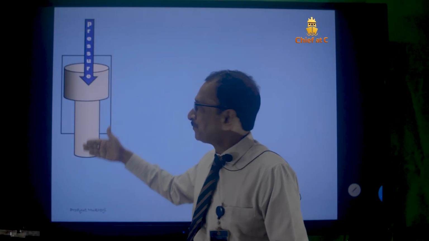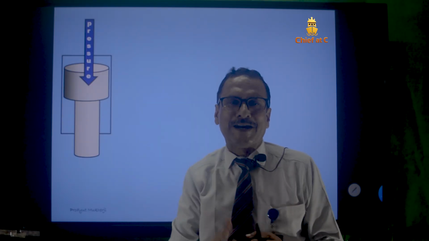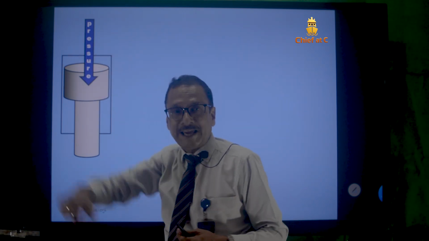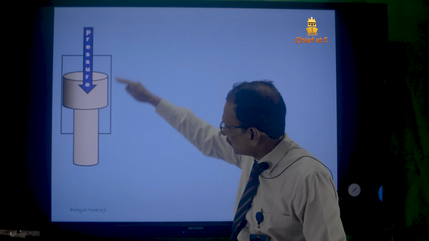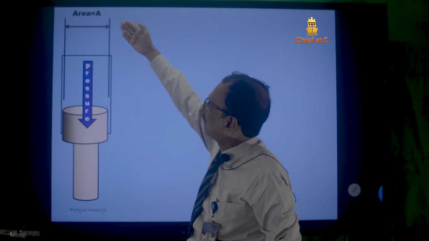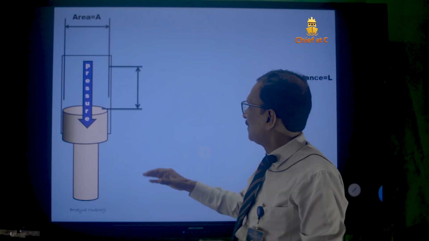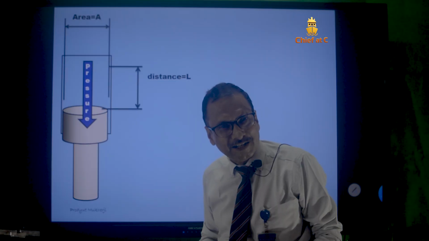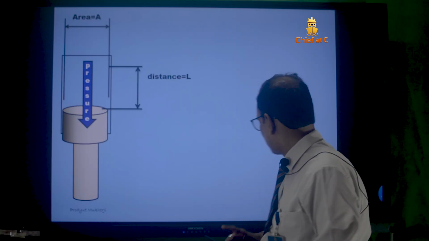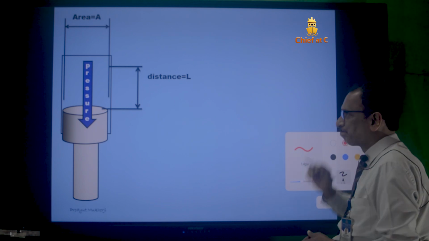This is a piston. There is a pressure acting from top. Where is the pressure coming from? Due to the fuel burning. When the fuel burns, there is a pressure acting over the area of the piston, which pushes the piston down. This pressure is acting over an area of, let us say, capital A. The piston is moving a distance, let us say capital L. So pressure is acting over the area A and moving over the distance L. Now let us attempt to calculate the power.